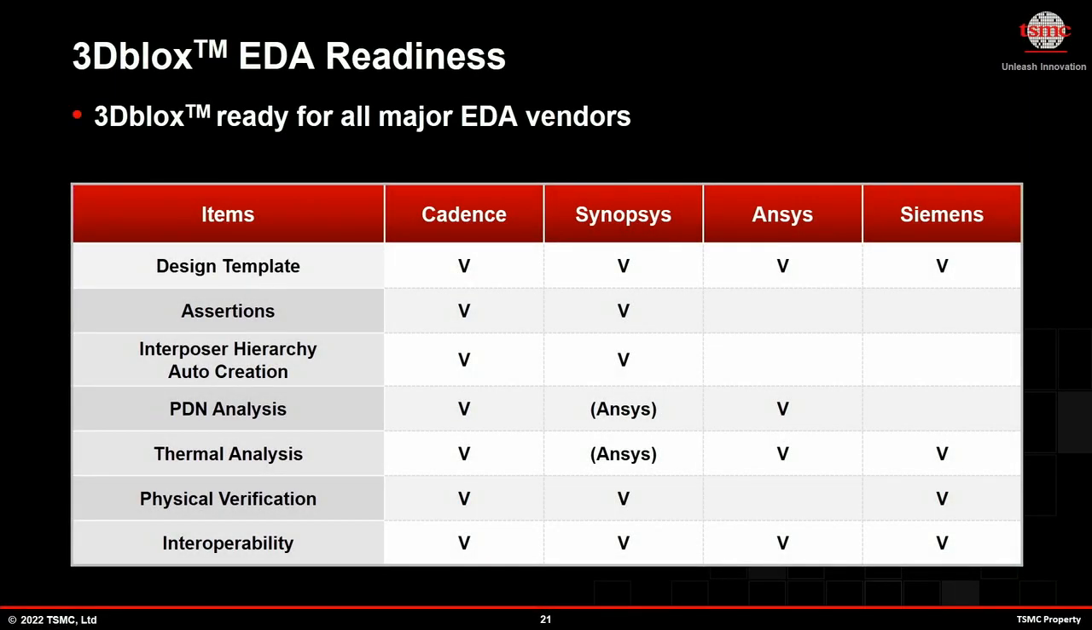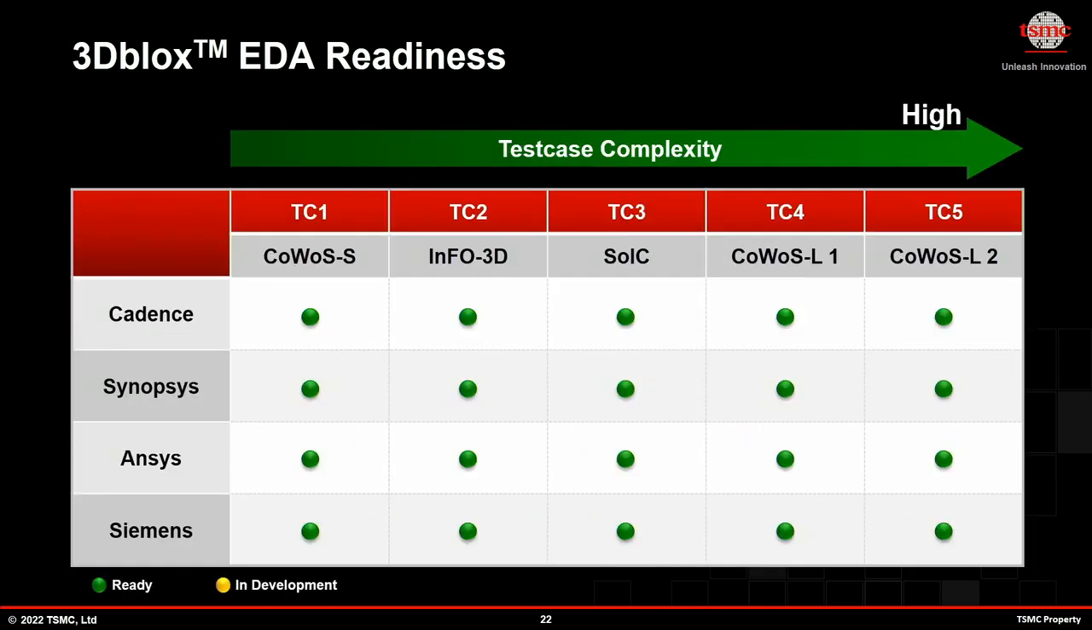And here's another readiness slide. The features I talked about have all been listed here. Notice the first one, the design template, has been supported by all 4 major EDA vendors, and interoperability is something we strive hard to maintain throughout the ecosystem. Also, we created 5 test cases of different complexities and drove all the EDA vendors to work with us on various architectures from CoWoS to CoWoS-L, InFO 3D, SoIC. We make sure everything is ready.